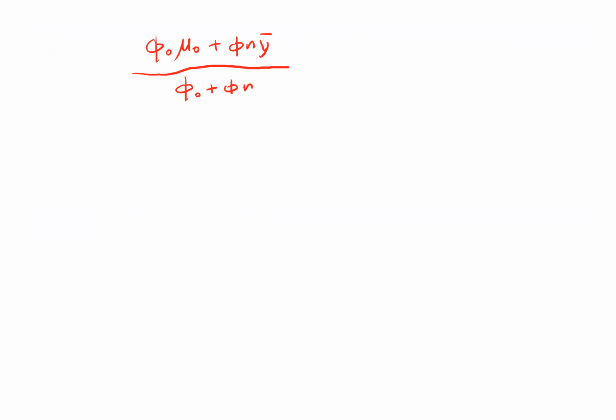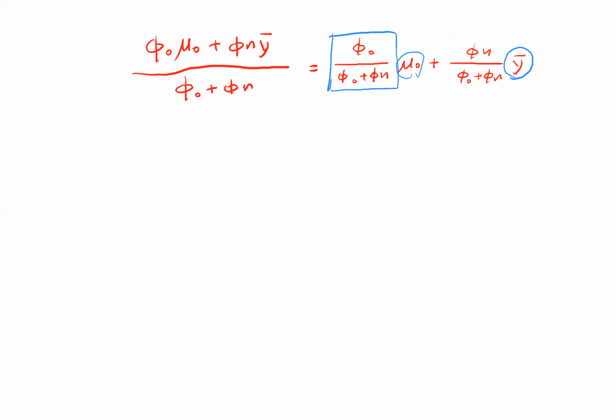Okay. And if you break it into two parts, you can see that you're having phi 0 over phi 0 plus phi n, mu 0, plus phi n over phi 0 plus phi n, y bar, right? So what do you see here? You see the prior mean multiplied with a prior weight, and then you see a sample mean multiplied with another weight, right? And the two weights add up to 1.